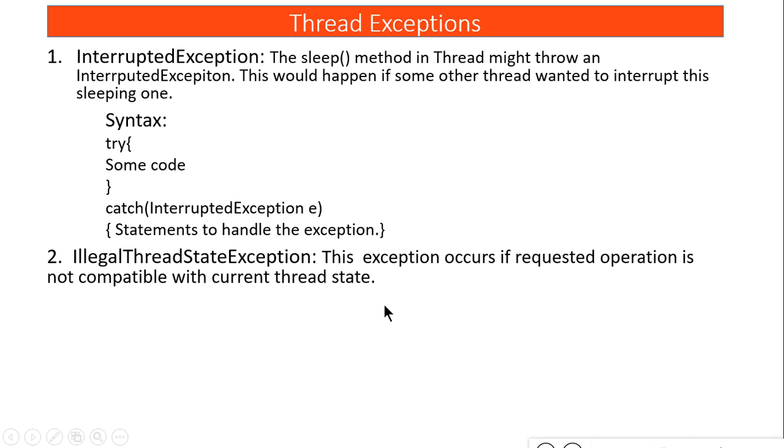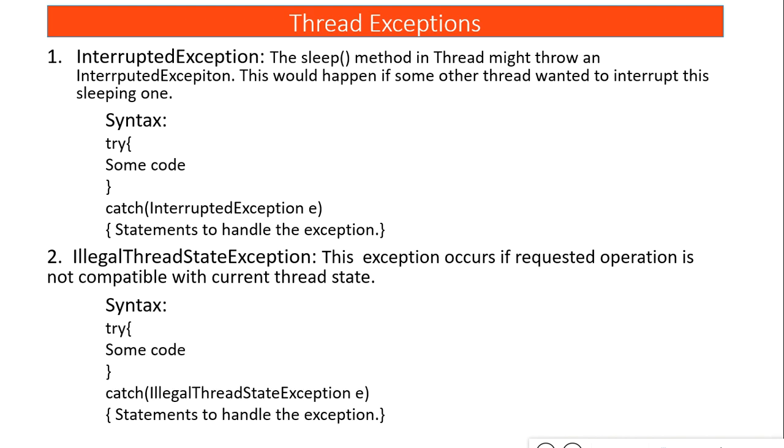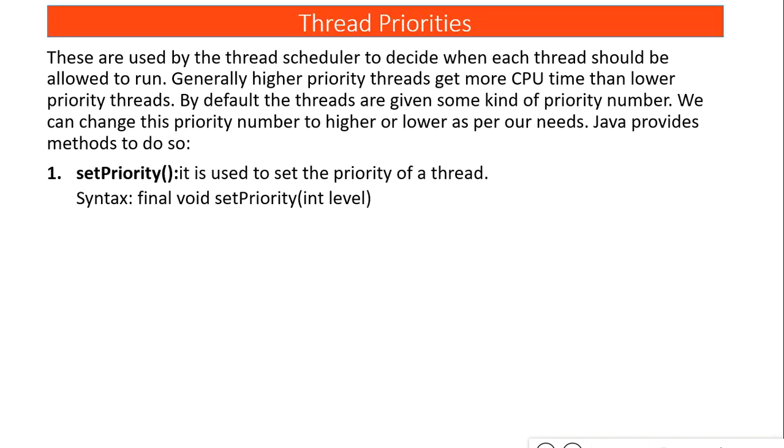And then you have IllegalThreadStateException, which means your requested operation is not compatible with the current thread state. So what I'm trying to tell you is, let's say you have stopped your thread and then you're trying to check isAlive or join. It will not work. Okay. So these are the two exceptions raised by the thread classes. Now, priorities of threads.